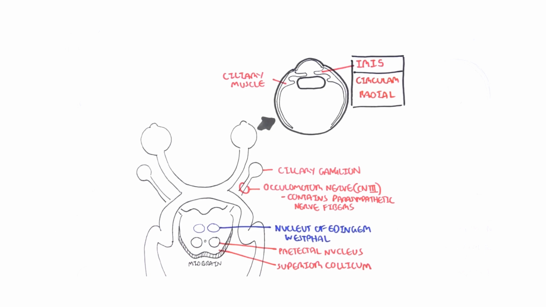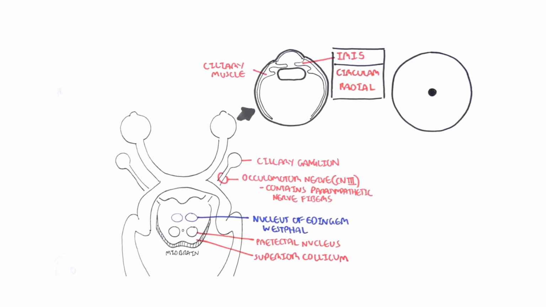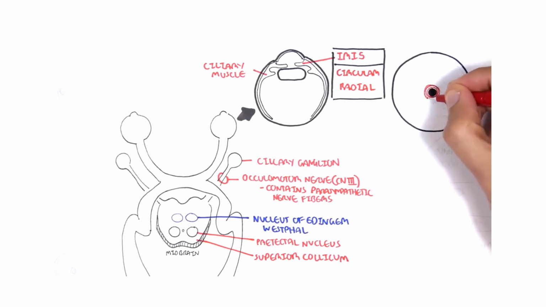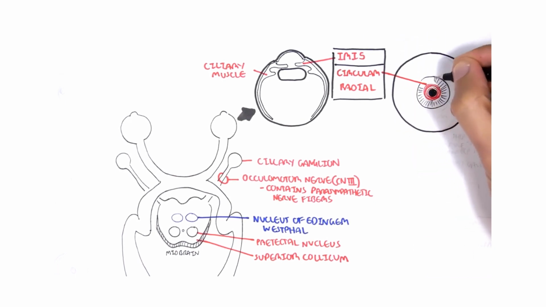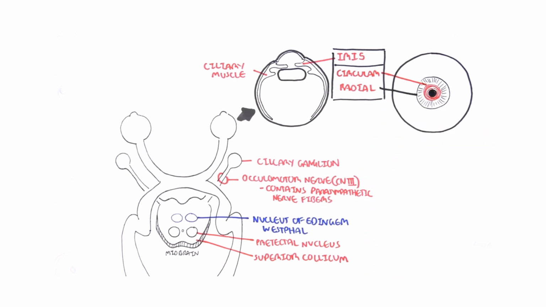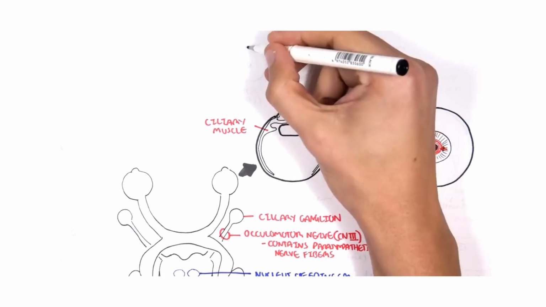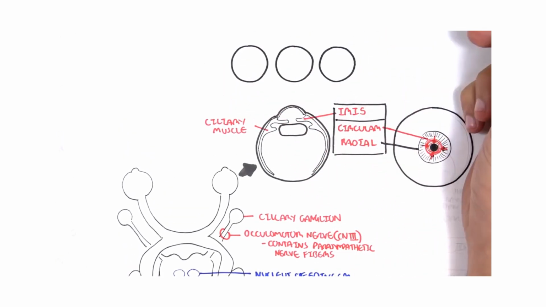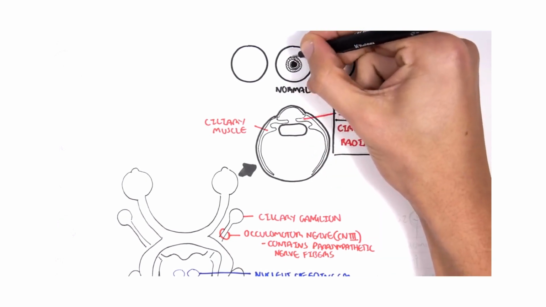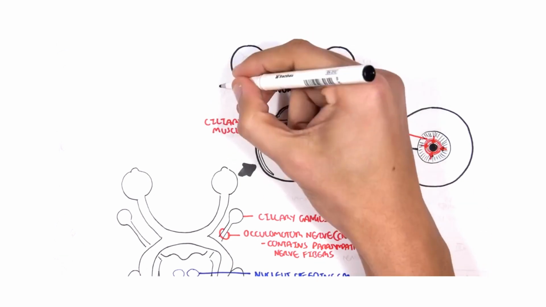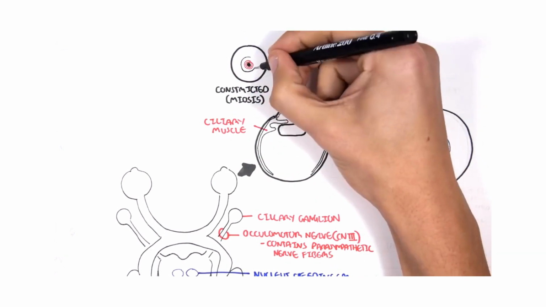The iris contains circular and radial muscles. Depending on which muscles are stimulated, circular or radial, this will determine if the pupils are constricting or dilating. Here in this case, I'm drawing an eyeball, and the pupils are constricting because the circular muscles here in red are constricting. Let's get a better understanding of this. I'm going to draw 3 eyeballs here. The middle one is normal. On the left, we have constricted pupils. This is scientifically known as miosis.